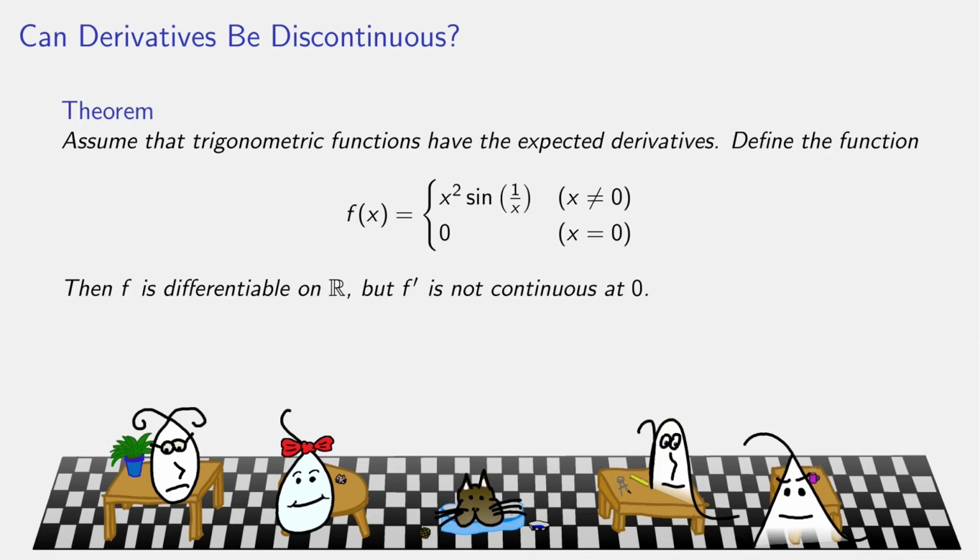So here's an example. We're just going to assume that the sine function behaves like we all expect it to. So define the function f of x as follows. For every value other than 0, you take x squared times the sine of 1 over x, and if you plug in 0, you get out 0. So now the function is defined everywhere. In fact, it's differentiable everywhere. First, you can show it's continuous everywhere, but you can actually compute the derivative at 0. And what you'll find is that the derivative is not a continuous function.